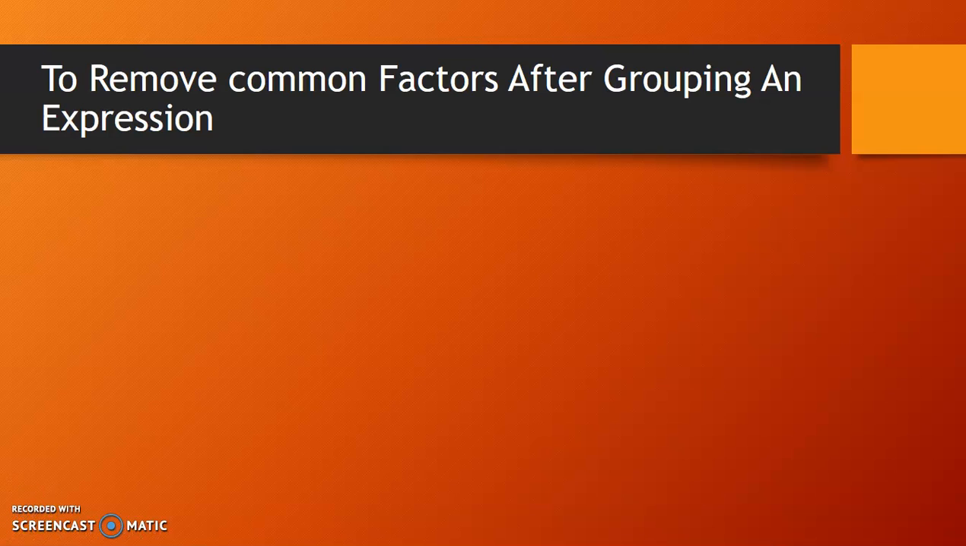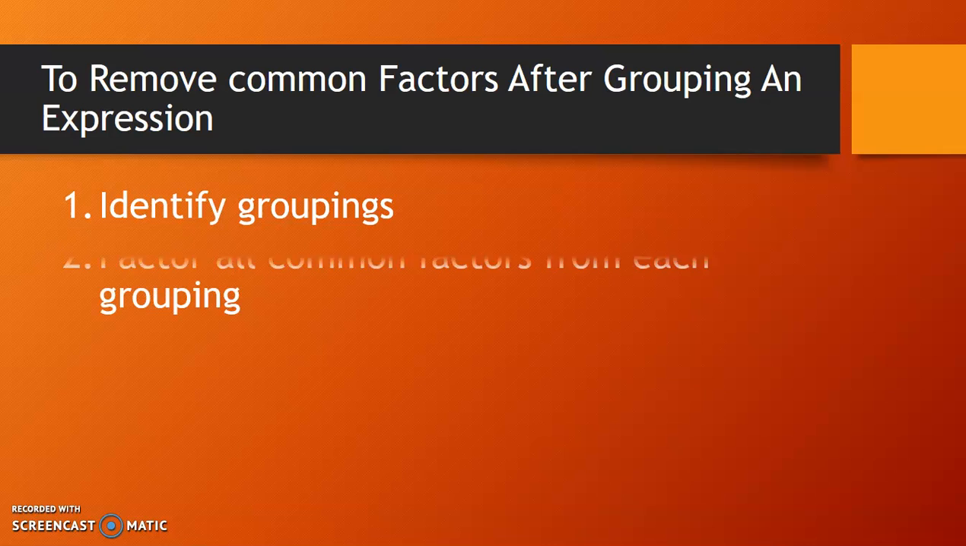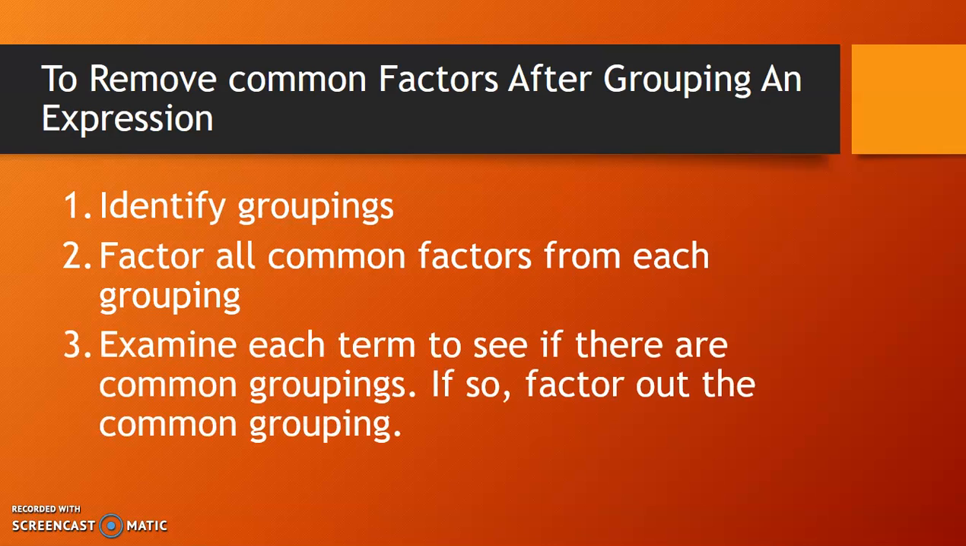Okay, if you need to, in order to remove common factors after grouping an expression, these are the steps that you're going to want to follow. So identify your groupings, factor out all common factors from each grouping, so pull out that GCF again. Examine each term to make sure that there's common groupings, and then if so, factor out that common grouping. So we did see a little bit of this in section 2.